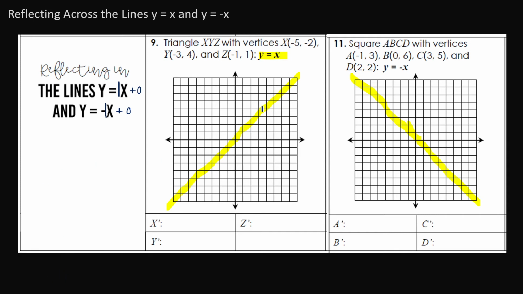Okay, so for number 9, when we reflect across the line y equals x, let's plot our pre-image points first. So X is at (-5, -2). Here's X. Y is at (-3, 4). And Z is at (-1, 1). So here's X, Y, and Z.